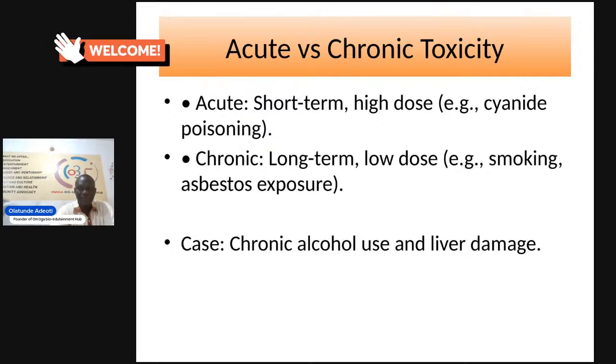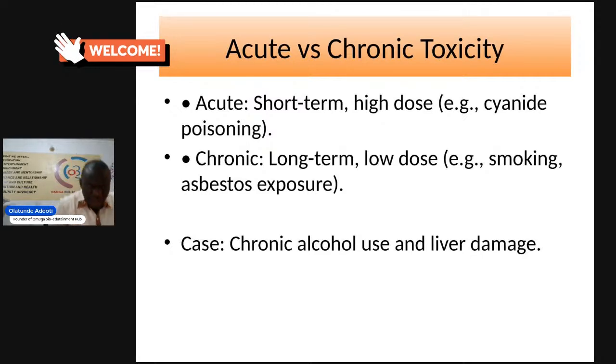So an example is that of smoking. The case study is chronic alcohol use and liver damage. So there are some people that whenever they say smokers are liable to die young, it doesn't actually mean that. Some people can be 120 years, 150 years, and they won't feel the effect at all. Because the alcohol effect is a chronic effect.